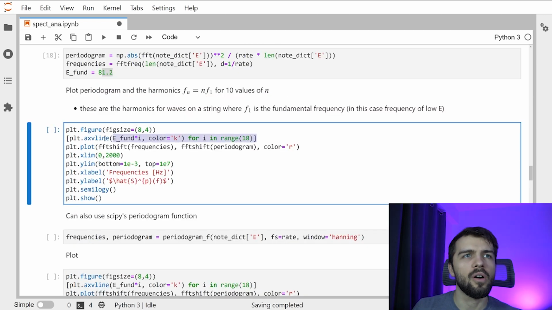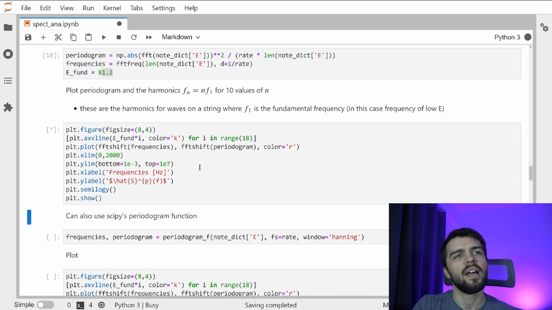So here I plot all these different lines. By the way, this is a really easy way if you want to do a bunch of vertical lines on a plot. You can just do a list comprehension. So I go in a list, plt.axvline, this times i for i in range 18, and that'll make 18 different lines. It's easier than writing a for loop to do it. And so I plot it.